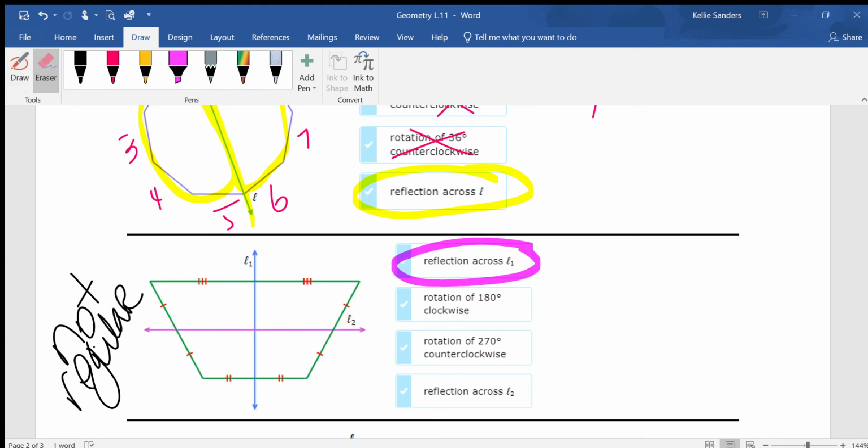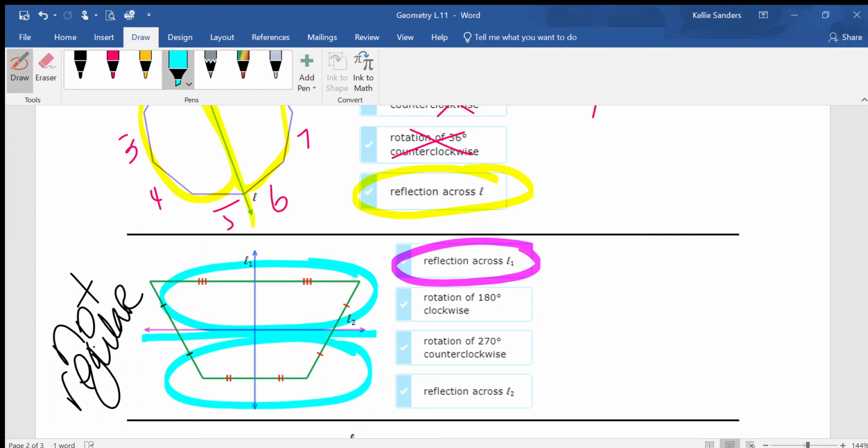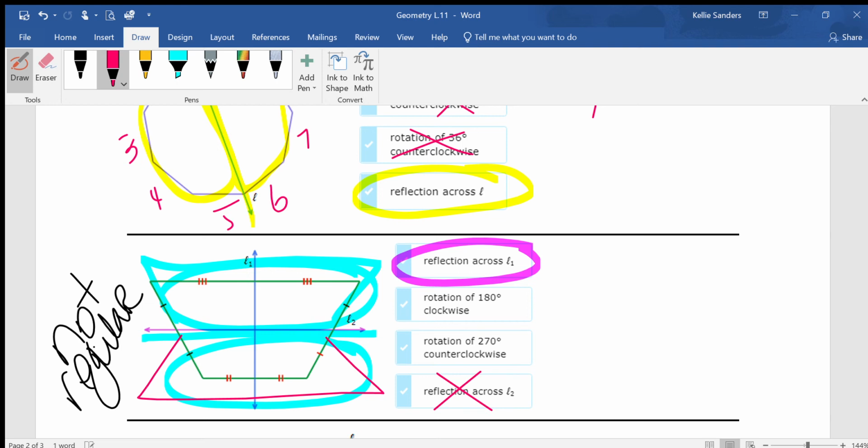But what about L2? Is what's on this side the same as what's on this side? No, because this goes like this, and if that was a mirror image, then it would look like that also. So it is not about L2.